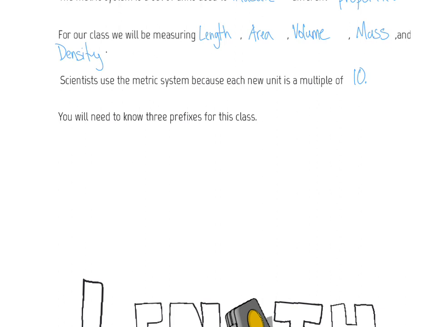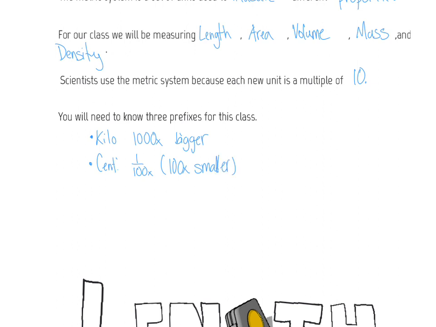So for our class, you're also going to need to know 3 prefixes. The first is kilo, and kilo means 1,000 times bigger. So if I have a gram and a kilogram, the kilogram will weigh 1,000 times more than the gram. The second prefix is centi, and centi means 100 times less, 1 divided by 100, so 100 times smaller.